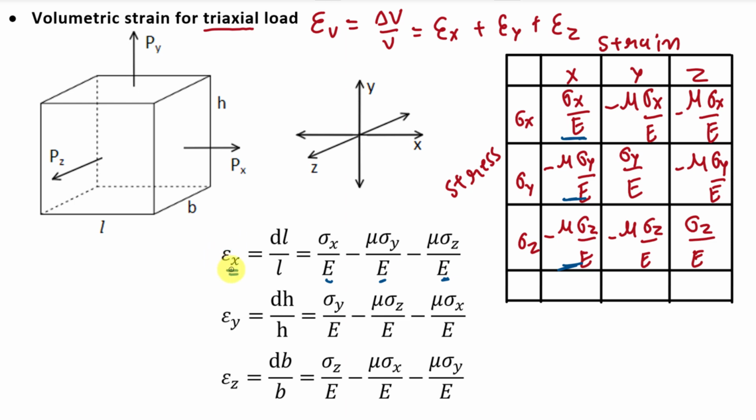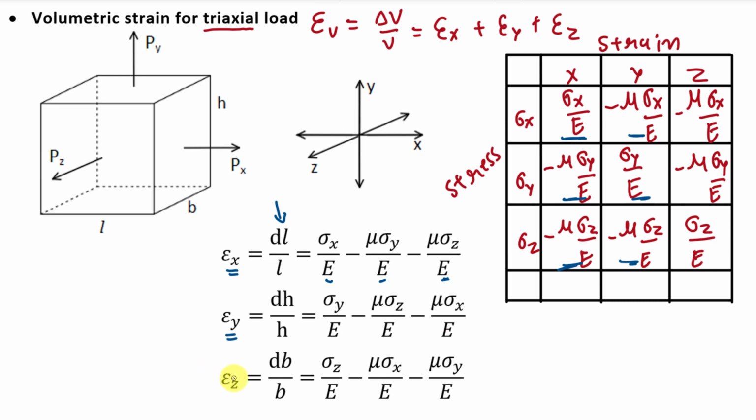And what is the value of strain in x direction? It is dl by L, and here this dl is the change in length, right? Similarly, what will be the value of strain in y direction? It will be dh divided by h, meaning change in height divided by initial height. And to find epsilon y, we have to take the sum of all these three terms. So it will be sigma y divided by E, here I write this term first, minus mu sigma z divided by E, that is this strain, and minus mu sigma x divided by E, that is this strain.